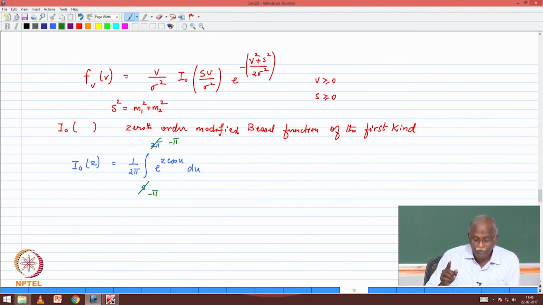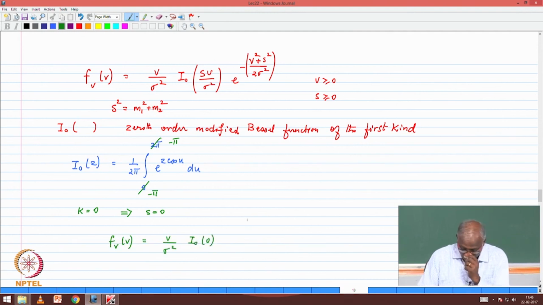Now the one thing I want you to do is very quickly substitute K equal to 0. K equal to 0 implies s equal to 0. If I substitute s equal to 0, what I will get is f_V(v) equals v by sigma squared, I naught of 0, e power minus v squared by 2 sigma squared. Easy to verify that I naught of 0 is equal to 1. So therefore, what we get is the Rayleigh distribution.